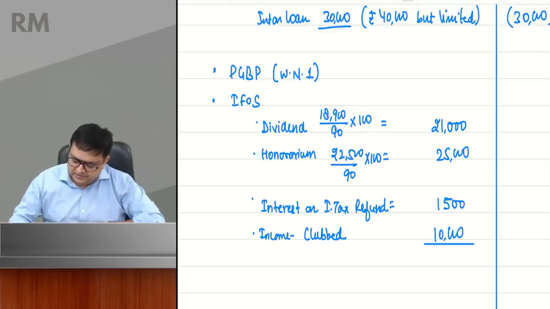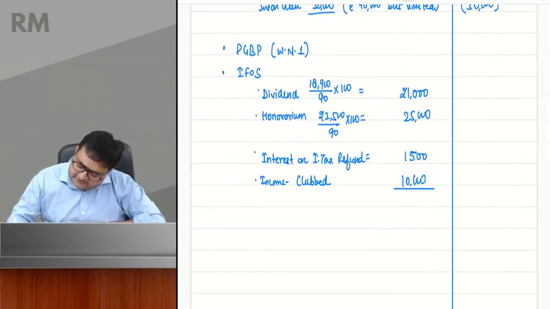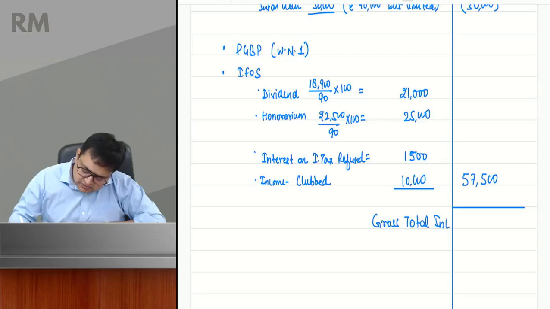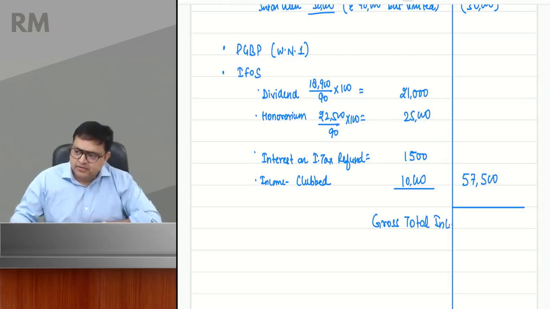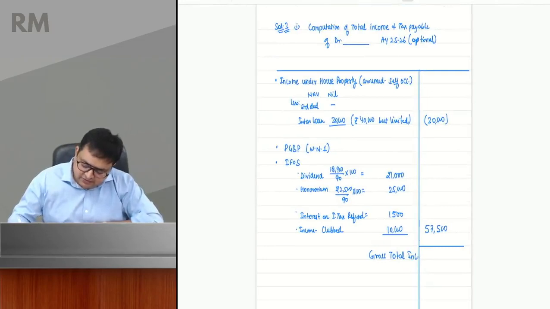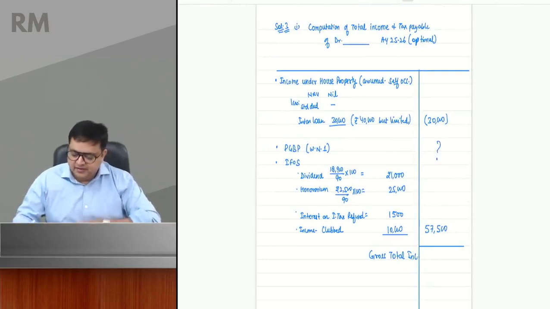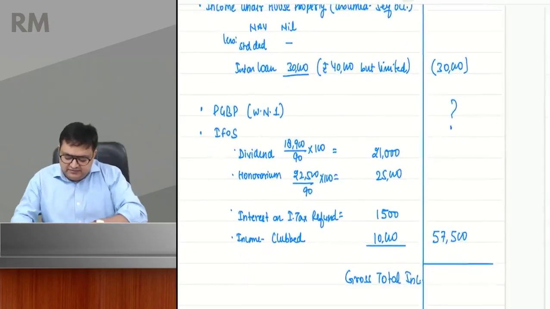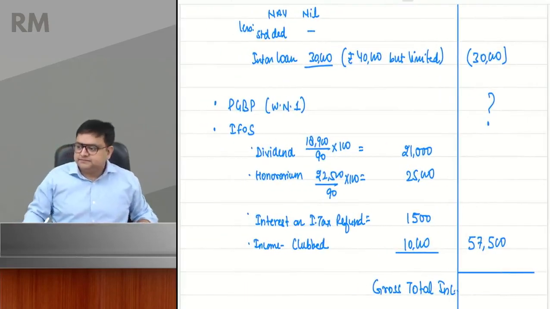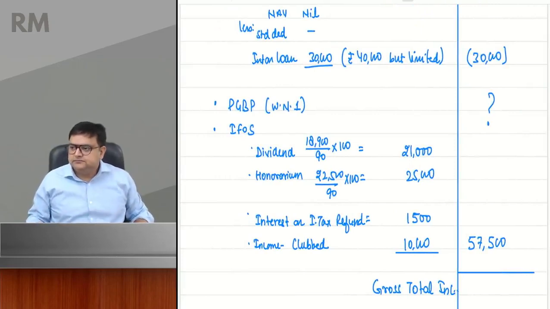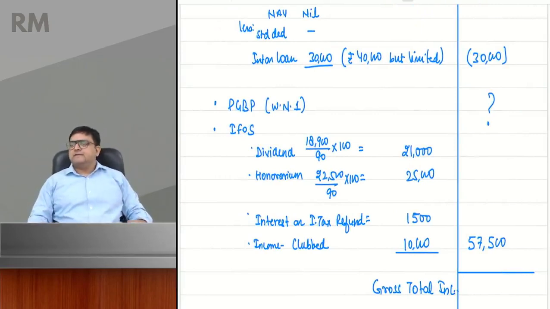57,500. Correct, Deepa, Darshni. 57,500 is our IFOS income. Then we will have GTI. So let us first compute our PGBP. Right now I'm concerned with my PGBP. Everybody has done till here? Very good.